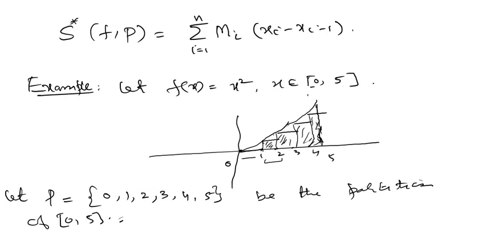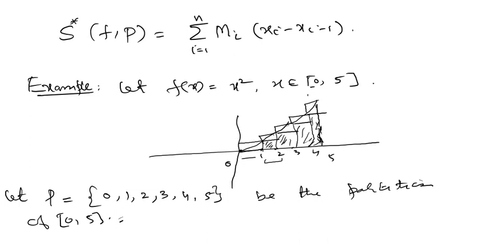Similarly, when you find the upper sum, you first find the maximum of f(x) over the interval, that's 1 into the length of the interval, 0 to 1, which is equal to this rectangle. Then this one, then this one, then this one.